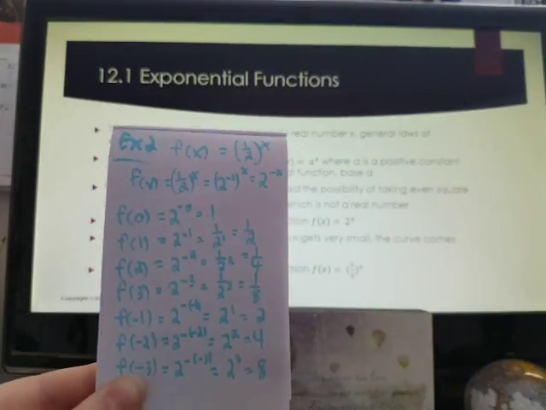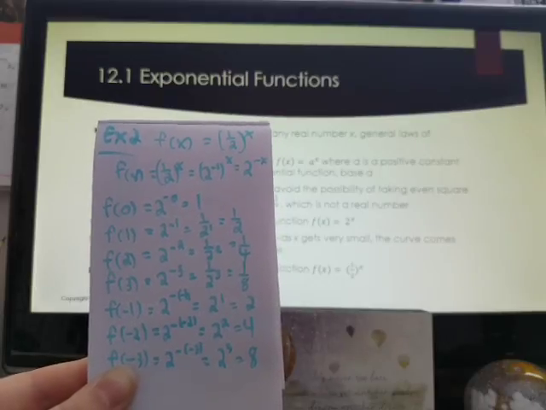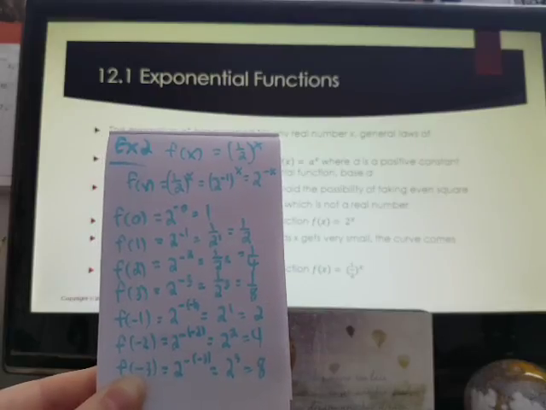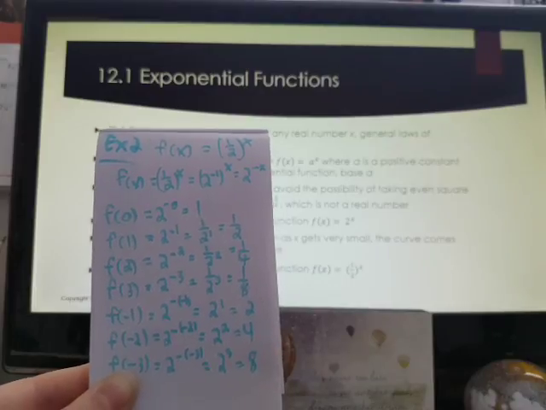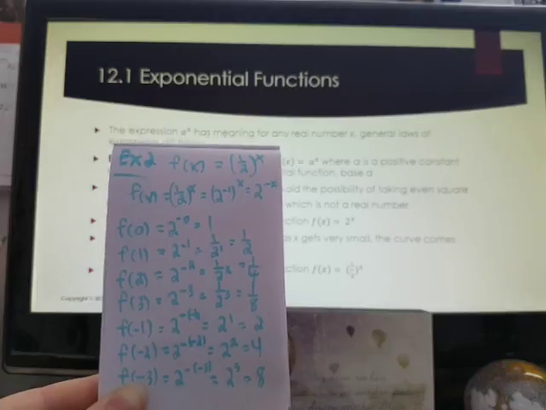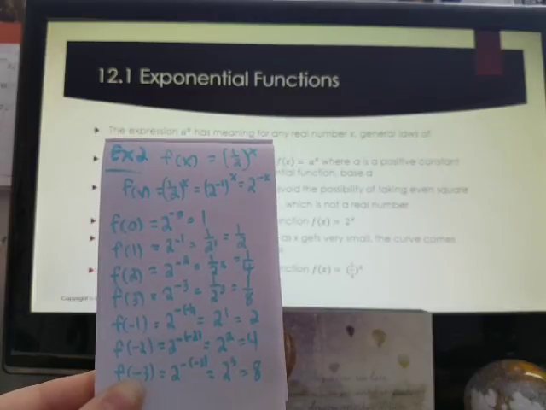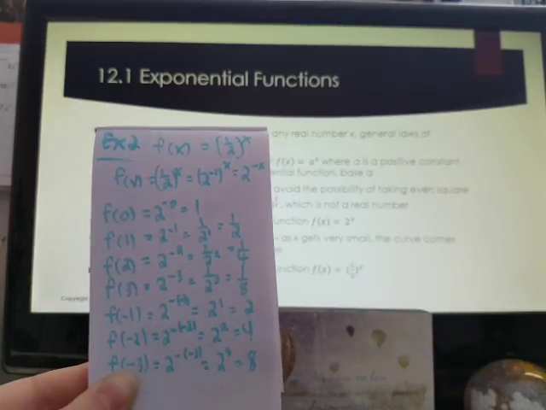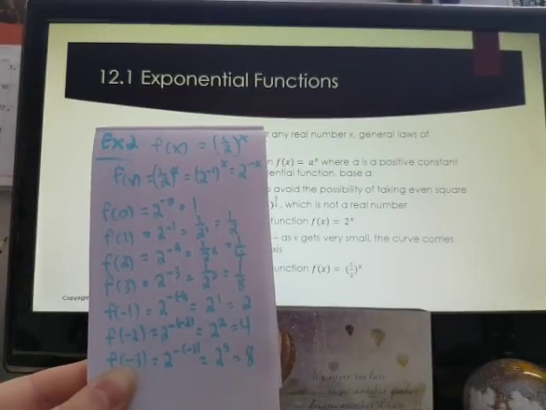So for our 2 to the negative 0, obviously anything to the 0 is just 1. If you do 2 to the negative 1, that's the same as saying 1/2 to the 1, which is 1/2. If you plug in a 2, you get 2 to the negative 2, which is the same as saying 1/2 to the 2, which is 1/4. If you plug in a 3, you end up getting 2 to the negative 3, which is the same as 1/2 to the 3, which is 1/8, and so on and so forth.